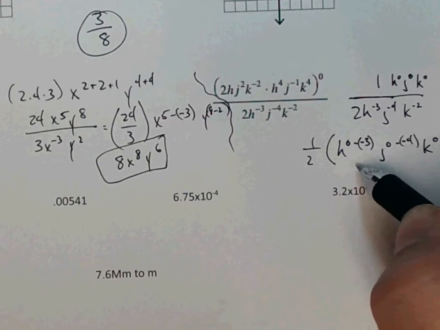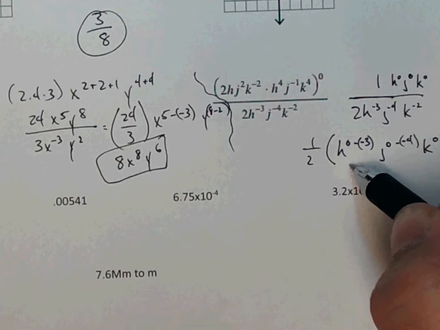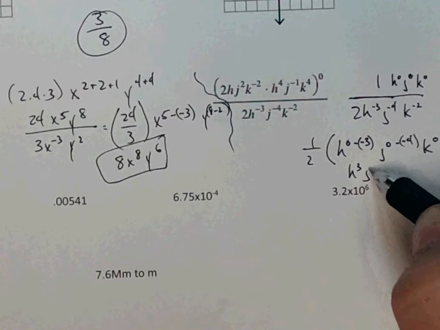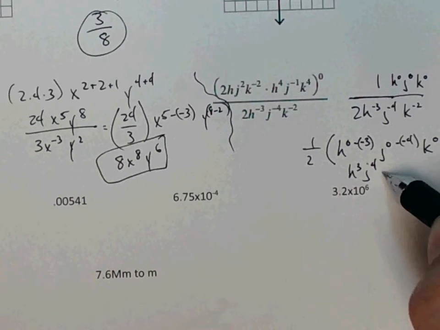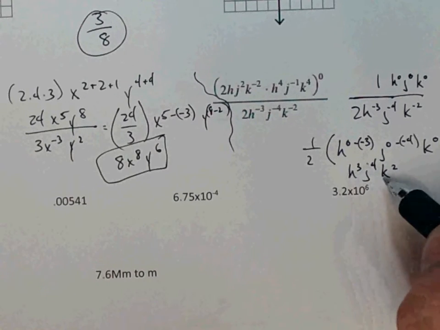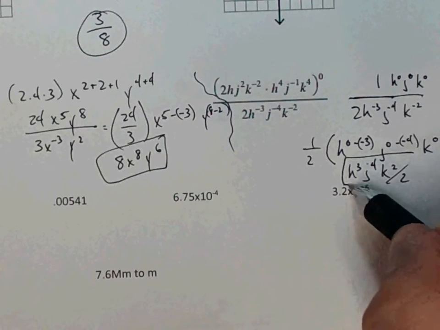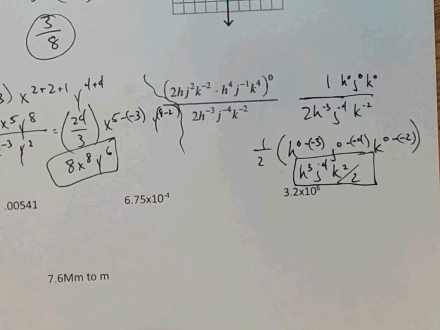And so when we do all that together, we're going to get h to the 0 plus 3, so h cubed, j to the 0 minus a negative 4, so j to the 4th, and k to the 0 minus negative 2, so k to the 2nd. And then don't forget, all of that was multiplied by this 1/2, or all of this stuff is divided by 2. Didn't hardly leave enough place. Okay, hopefully that makes sense.